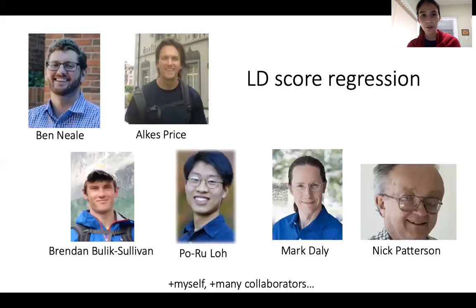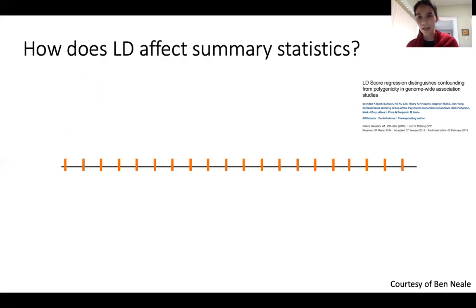Before I go further, I'd like to credit Ben Neale, who I think came up with the original idea for the LD score regression framework, and then a whole bunch of us developed it into a suite of methods for estimating heritability-related quantities. Before we return to the question of estimating SNP heritability, let's take a step back and talk about LD and summary statistics.